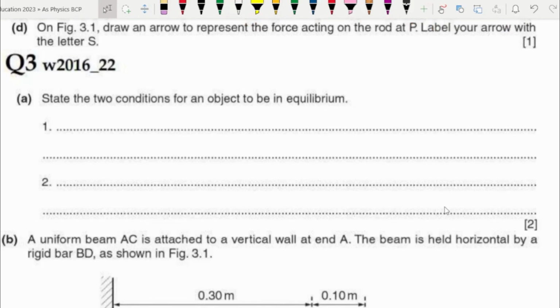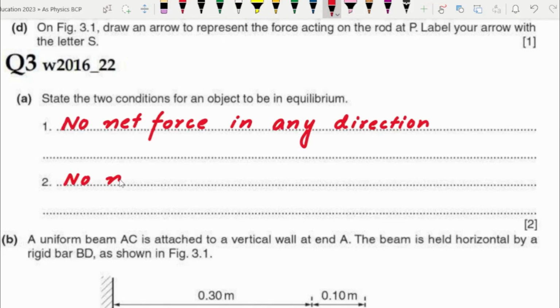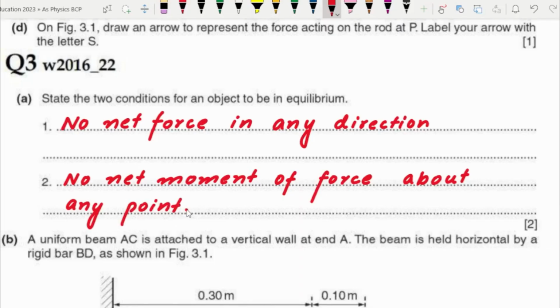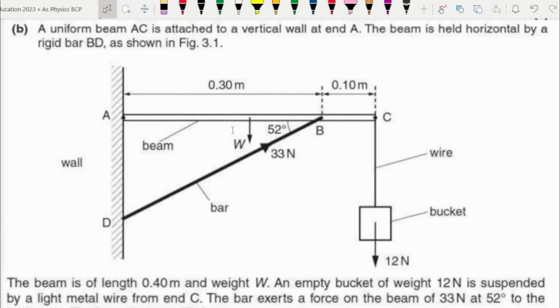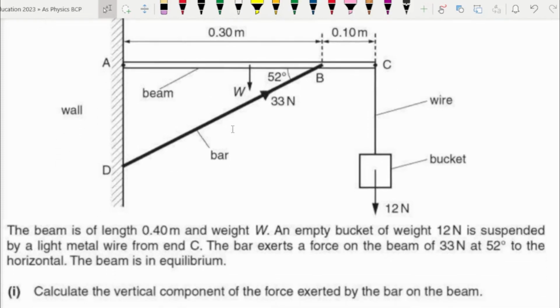State the two conditions for an object to be in equilibrium. The first condition is there should be no net force in any direction, meaning all the forces should be balanced. And the second condition is there should be no net moment of force about any point. So if you take any point as a pivot, then the sum of clockwise moments and the anti-clockwise moments about that point should be equal. The description is also on the diagram, so I'm not going to read it. Let's move on to the first part.